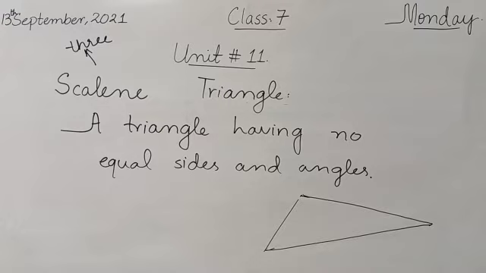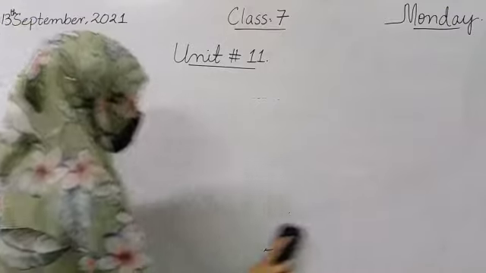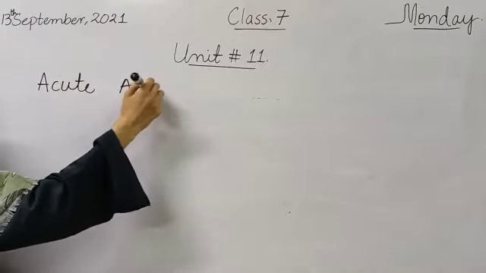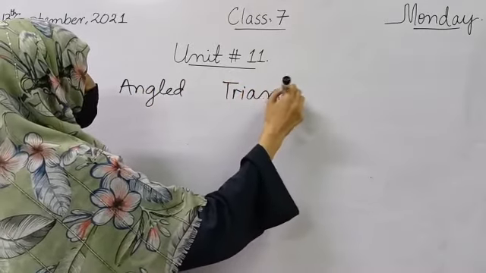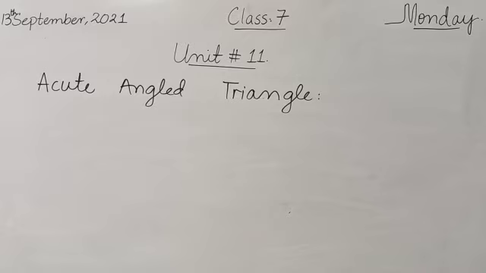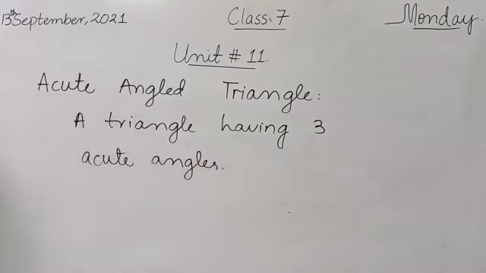Now I am going to classify triangles according to the types of angles they have. First one is acute angled triangle. How will you define what is an acute angled triangle? A triangle with three acute angles. A triangle having three acute angles, that type of triangle is known as acute angled triangle.